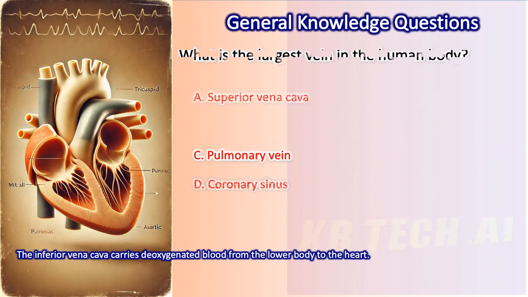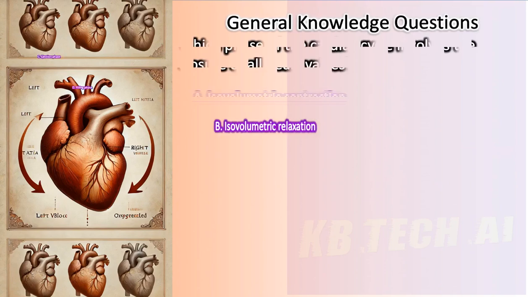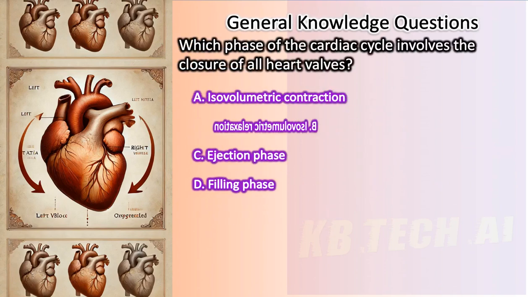The answer is option 2. Inferior vena cava. Which phase of the cardiac cycle involves the closure of all heart valves? Option 1. Isovolumetric contraction. Option 2. Isovolumetric relaxation. Option 3. Ejection phase. Option 4. Filling phase.